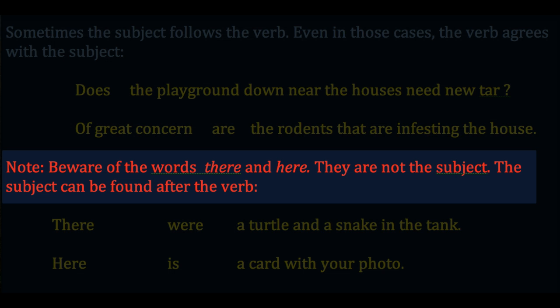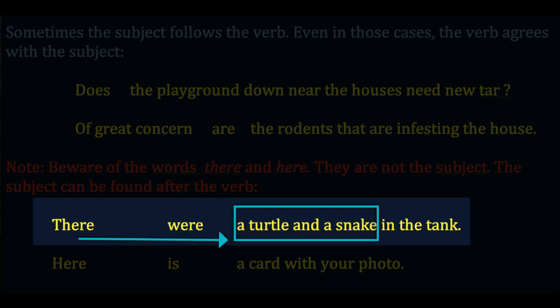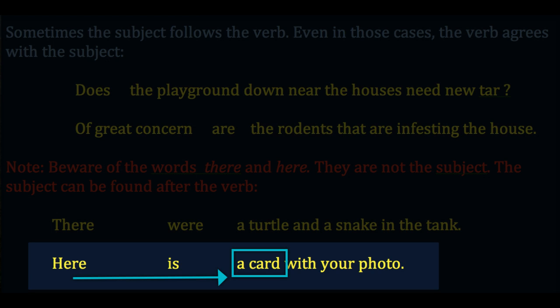Now, beware of the words there and here. They are not the subject. They are pointing to the subject that can be found after the verb. There were a turtle and a snake in the tank. The subject is not the word there. The subject is turtle and snake, a compound subject. It's plural, therefore you want were. Here is a card with your photo. Here is not the subject. It is pointing to card, singular, so is singular.